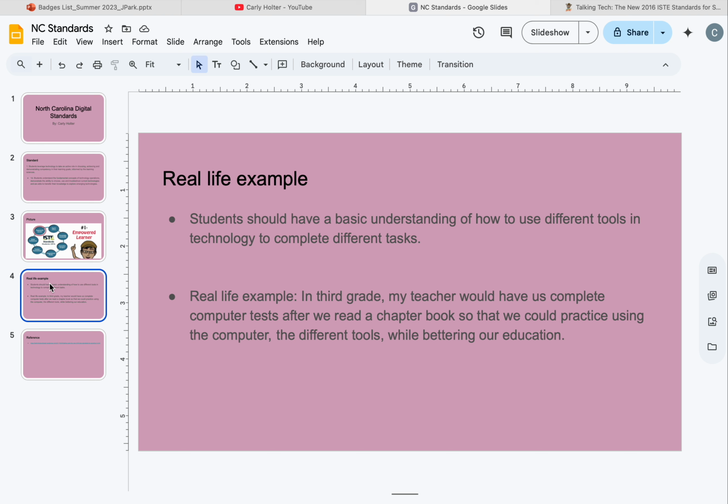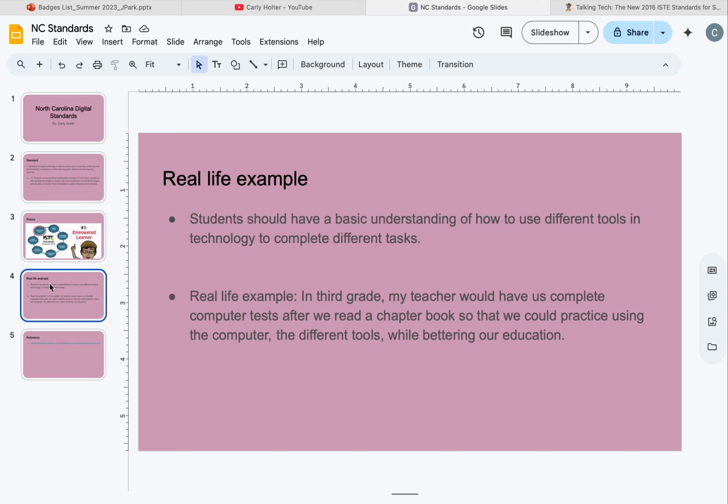And a real life example I put was from third to fifth grade, when we would read a chapter book that we could pick on our own. We had this thing called AR test where we would read the book, and to earn a charm on our bookmark, we would have to take a test on the computer after we read the book. She did that so that we could practice how to use a computer, how to get to the website, how to log in, take the test, and answer all the questions to earn our charms on our bookmark.